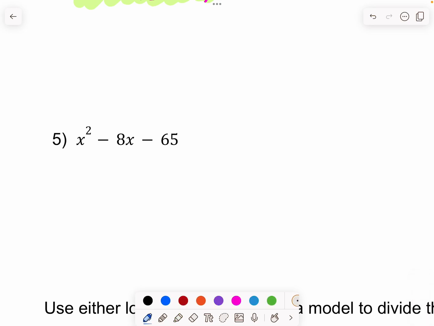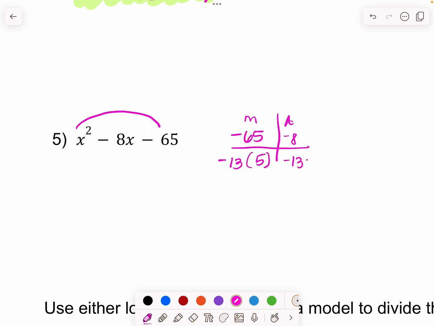Number 5. Not quite sure what to do. You can multiply these together. Multiply 2 numbers that multiply to negative 65 and add to negative 8. Okay, the numbers are 13 and 5. But one is a negative, and negative 13 plus 5 is negative 8.